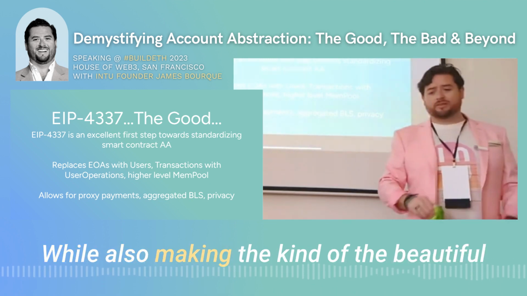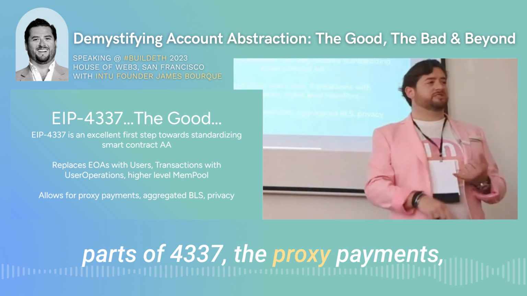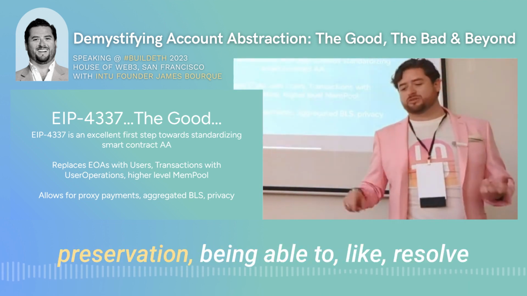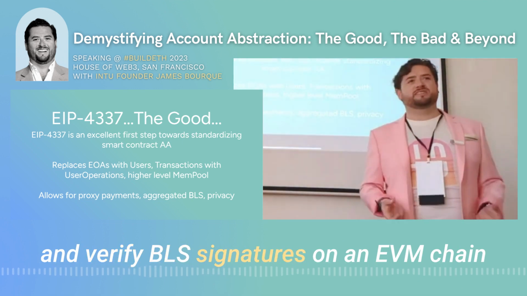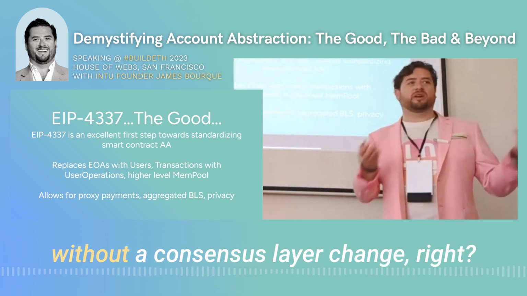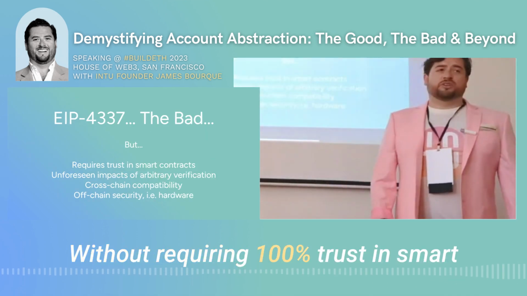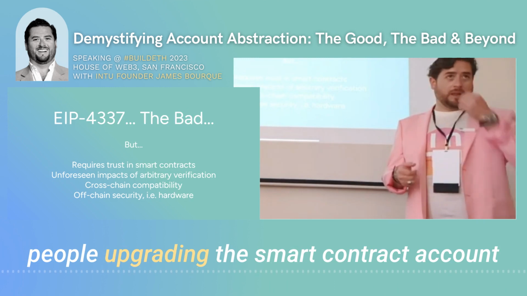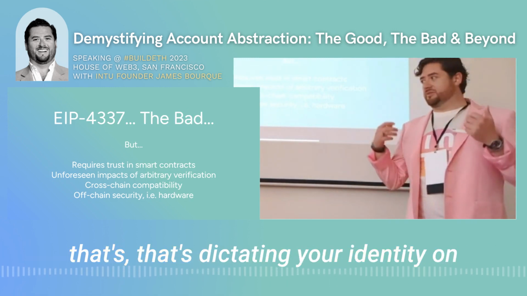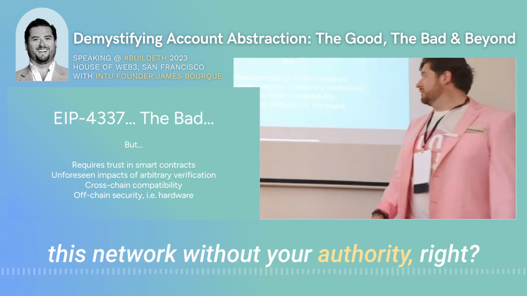While also keeping the beautiful parts of 4337: the proxy payments, the streaming payments, the privacy preservation, being able to resolve and verify BLS signatures on an EVM chain without a consensus layer change, right? These are huge. Without requiring 100% trust in smart contracts, without having to worry about people upgrading the smart contract account that's dictating your identity on this network without your authority, right?